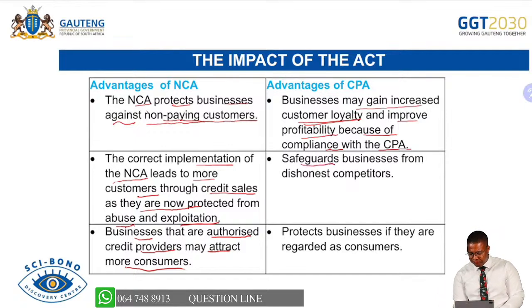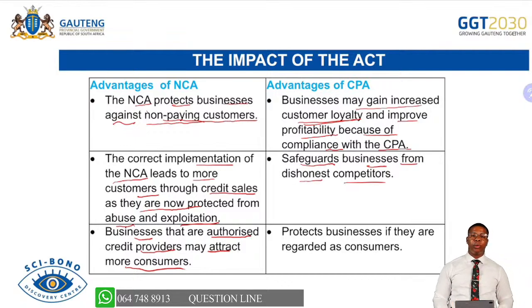And then it safeguards businesses from dishonest competitors who might be trying to mislead consumers so that they come to their business. And that would then not happen, because should they do any unfair advertising, that will lead now to non-compliance according to the Consumer Protection Act. So it safeguards the market where sellers sell their product, especially if they are in the same industry, meaning selling the same product. So that would safeguard the sellers of the product.